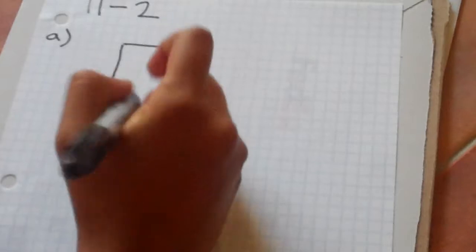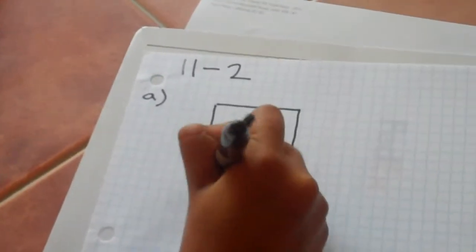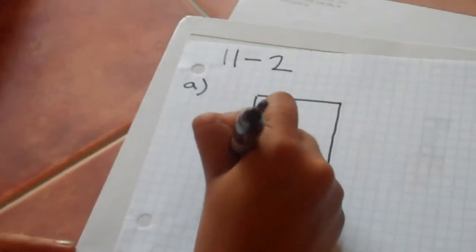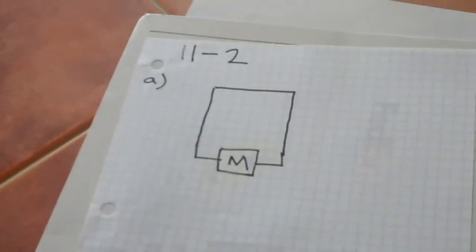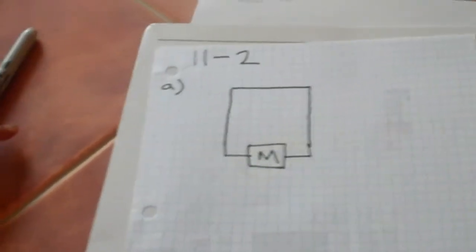Okay, part A. So you are given a diagram that looks like this. And it is your wire loop with your M mass hanging at the end, like that. And you are supposed to denote the direction of the current I. So in order to do this, we can use the right-hand rule.